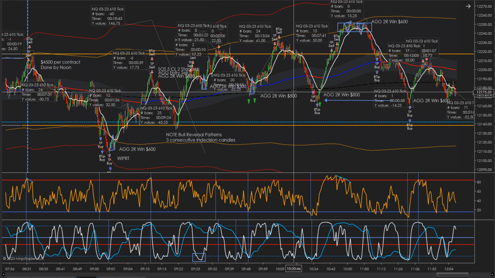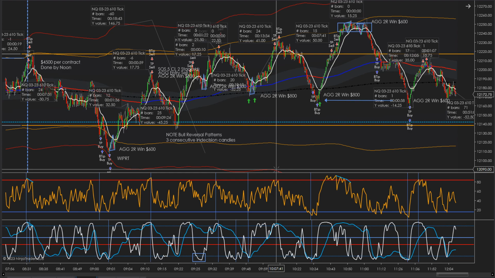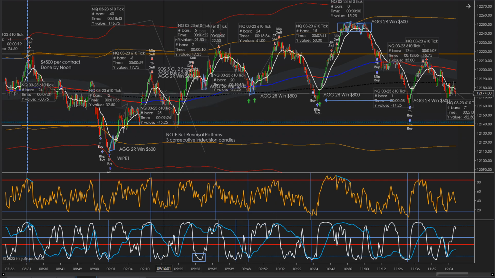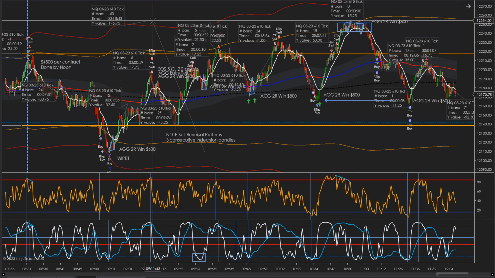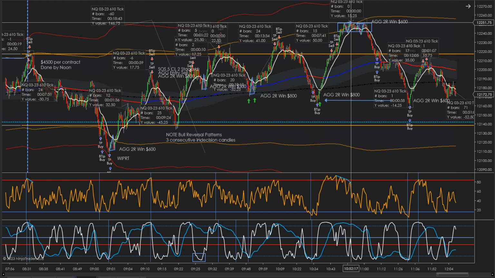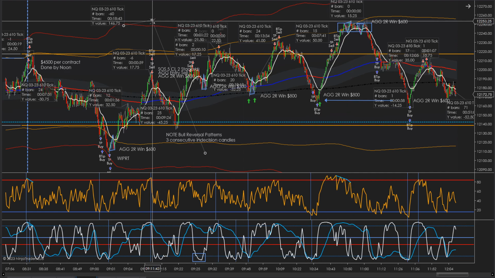VWAP is moving completely sideways right here, the black line in the middle. Number two, we got what we call SDR 1 and 2 above, SDS 1 and 2 below. More importantly, though, this is a market that at this time was trading 220 points a day, high to low trading range. So the average true range was 220. On this day, from the lows right here at 12,110 to the absolute highs that occurred right over here in the afternoon at 11 a.m., we only had a 147 point move.